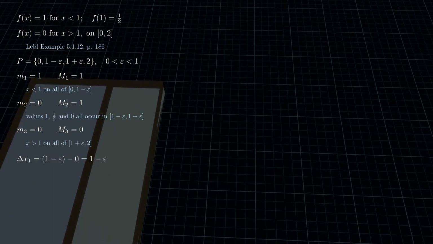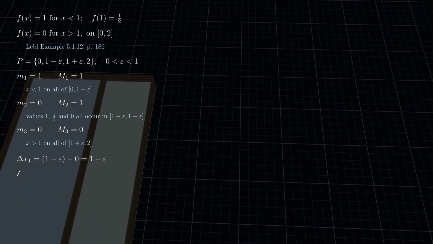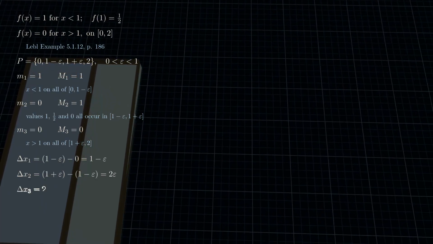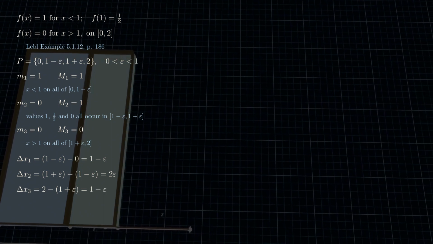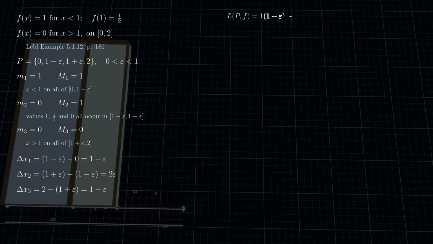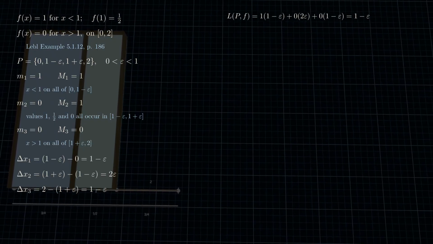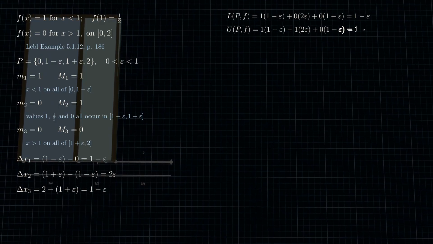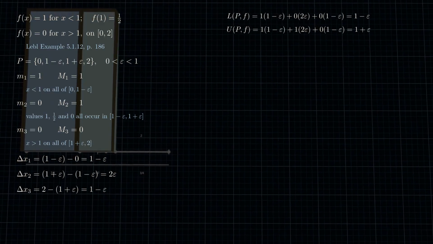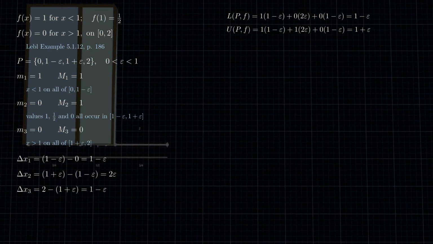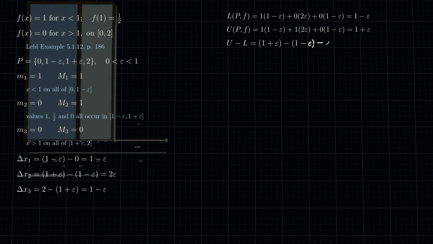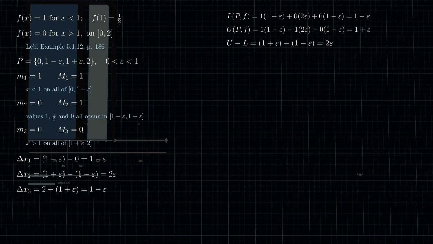Now the widths. 1 minus epsilon take away 0 is 1 minus epsilon. 1 plus epsilon take away 1 minus epsilon is 2 epsilon. 2 take away 1 plus epsilon is 1 minus epsilon. Lower sum: 1 times 1 minus epsilon plus 0 plus 0, 1 minus epsilon. Upper sum: 1 times 1 minus epsilon plus 1 times 2 epsilon plus 0, 1 plus epsilon. So upper minus lower is 2 epsilon. And the criterion does its job.